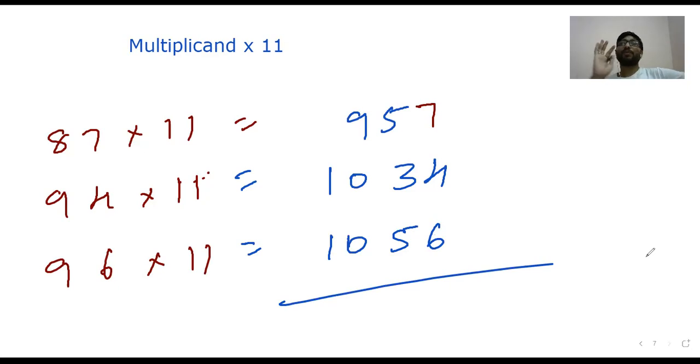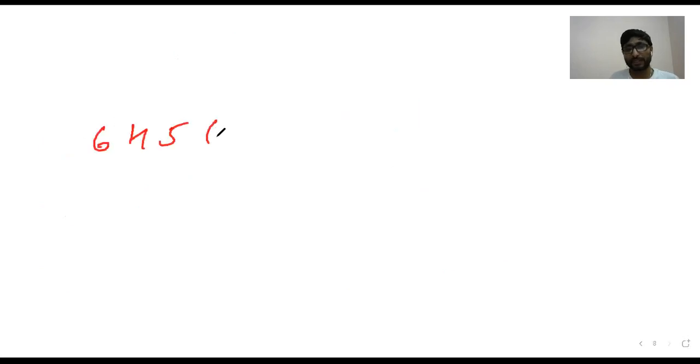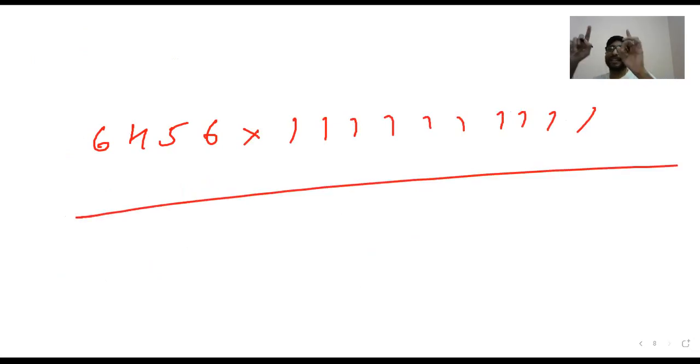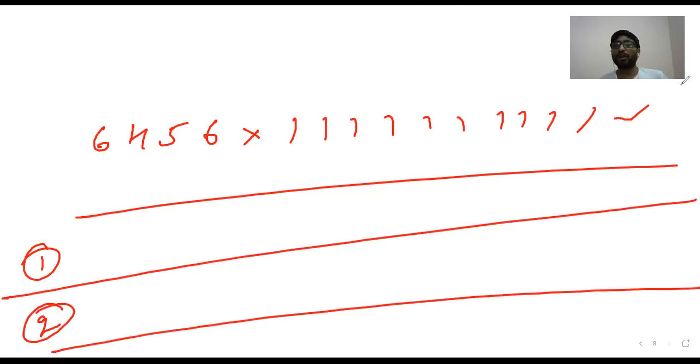So the same way we can do it with a 3-digit number, a 4-digit number, a 5-digit number. Everything, even 6, 4, 5, 6 multiplied with this, will be possible in two steps, step 1 and step 2. I don't think this multiplication will be possible with traditional mathematics in 20 minutes of time. I hope you got the clarity.